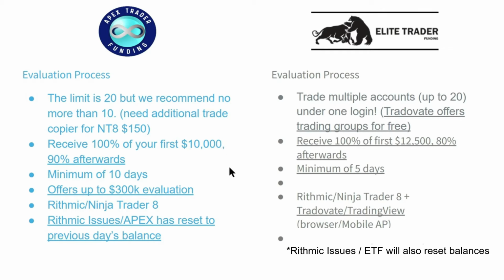Now, another part of the evaluation process that's different: with Apex Trader Funding, you have to trade for 10 days. So if you have reached your profit target in 2 days or even in 1 day, you have to continue trading for the next 9 days or whatever. You have to trade a full 10 days to be able to complete the evaluation process. With the evaluation process with Elite Trader Funding, the $50,000 account, you can trade for 5 days and complete the evaluation. They do not require a minimum of 10.